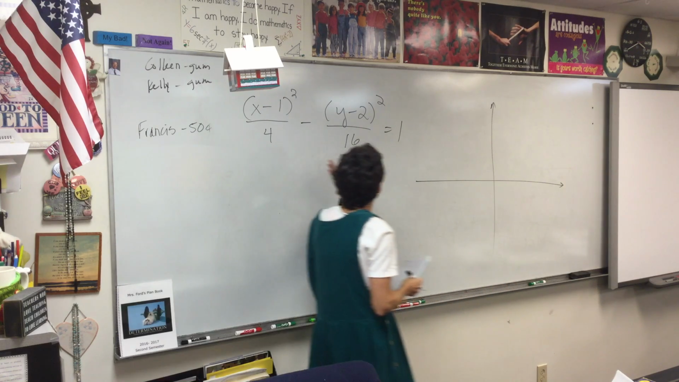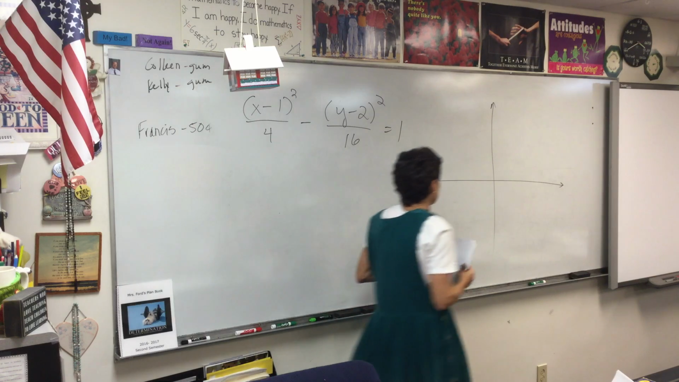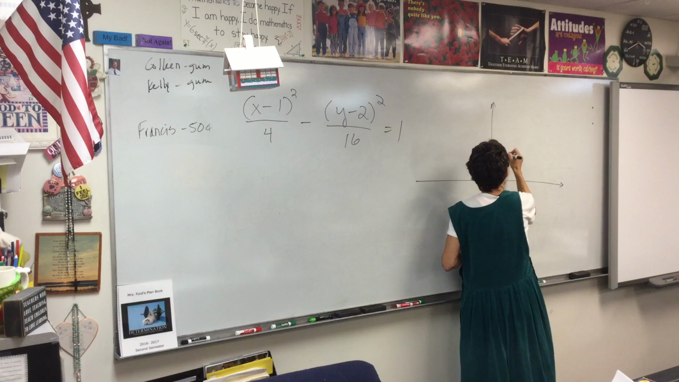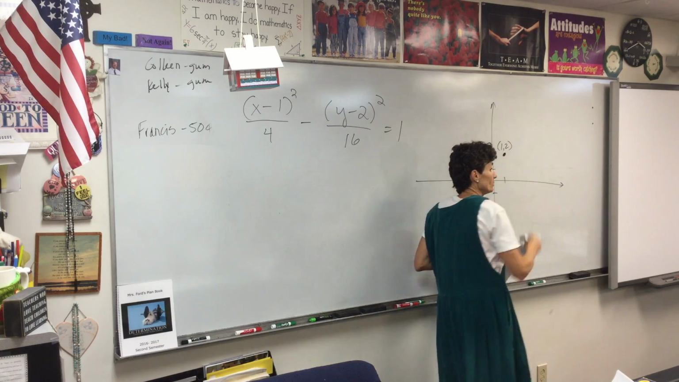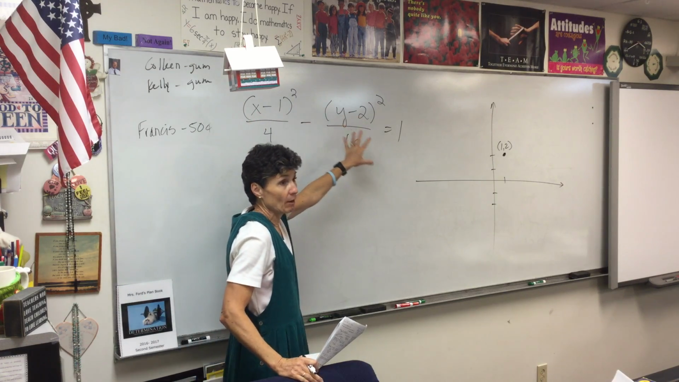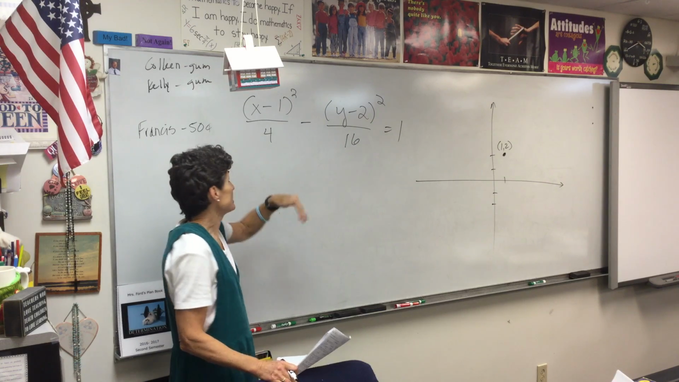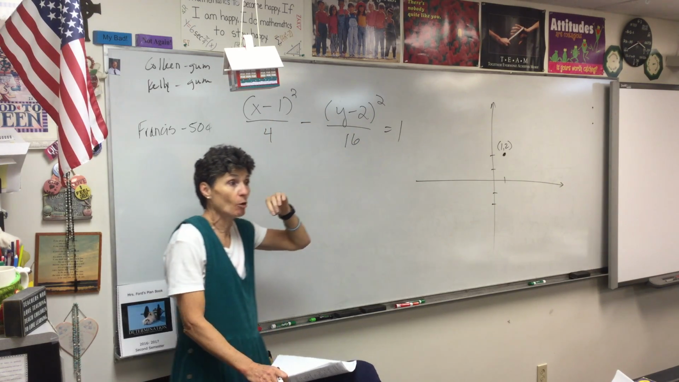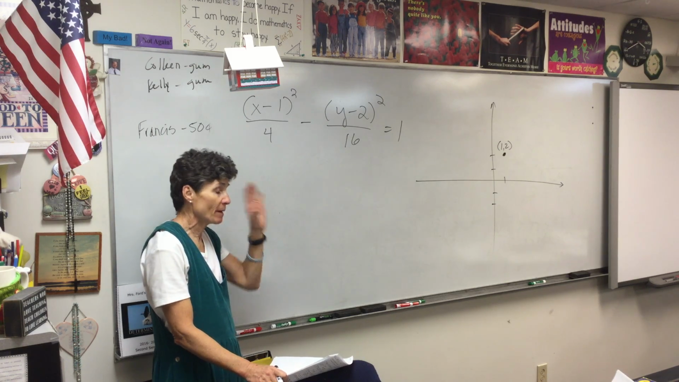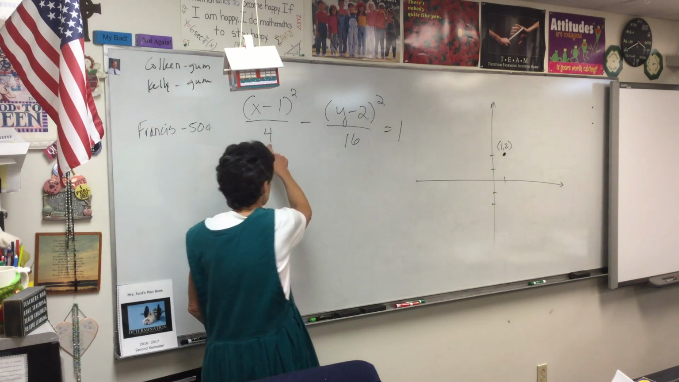Where is my center? 1, 2. Now, on the quiz, some of you are still not paying close enough attention. These could be turned around. But even if they're turned around, the center is still at 1, 2 because it's always x comma y, right? So please make sure that you're paying attention. X, y.